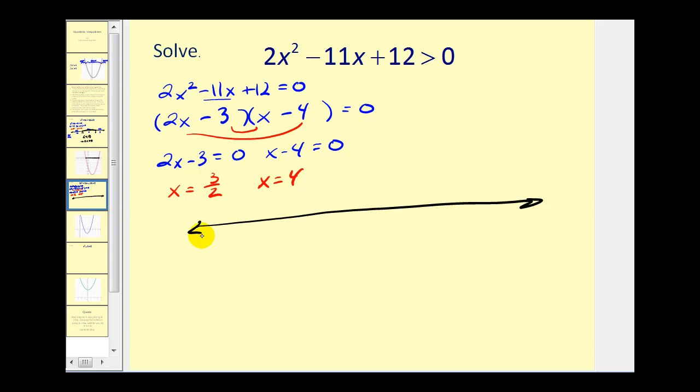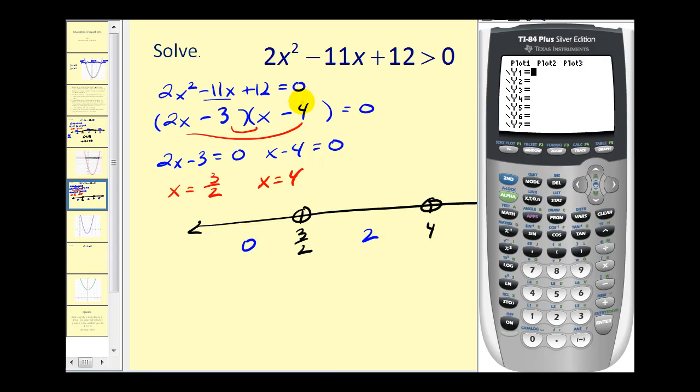So now we take all the real numbers and divide it into intervals based upon where the quadratic is equal to 0. So we have 3/2 and 4. And because the original inequality symbol is greater than 0, we're going to have open points this time. Pick our test values. Maybe we'll choose 0 here. This is 1.5, so maybe 2, and then maybe 5. And let's go back to our calculator now.